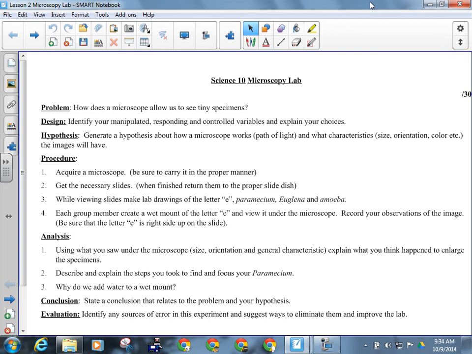Controlled variables, yes, anything that remains the same. Are the microscopes pretty much all the same? Sure they are. Are the magnifications pretty much the same? Sure they are. Things like that. Even the technique that you use should pretty much be the same each and every time. So think about things like that. Boy, I gave you a lot there.